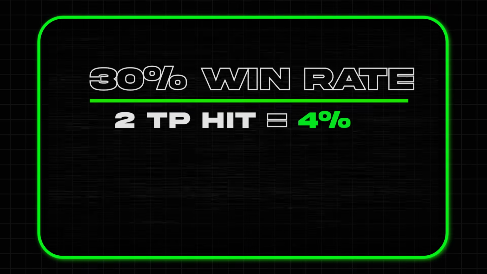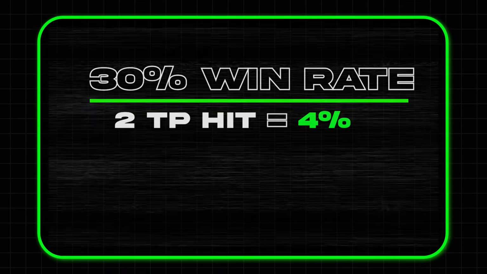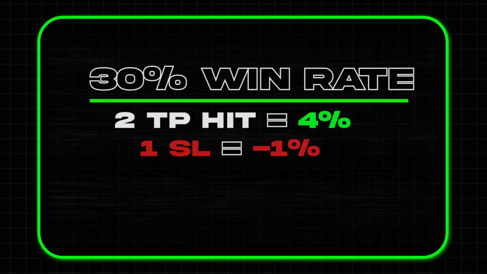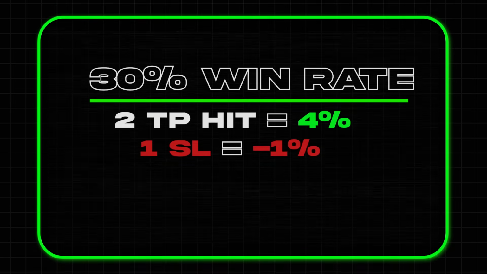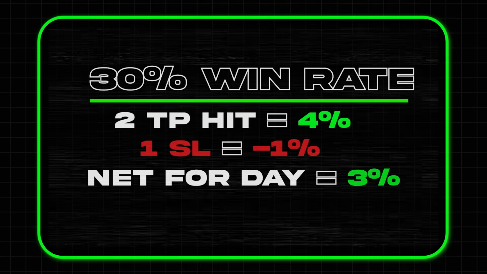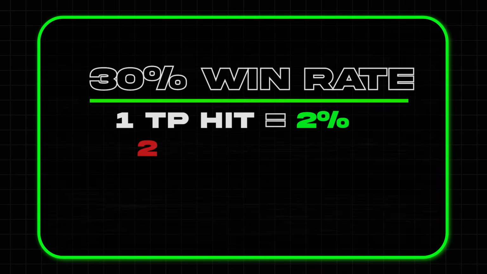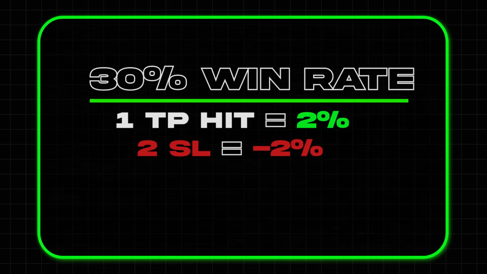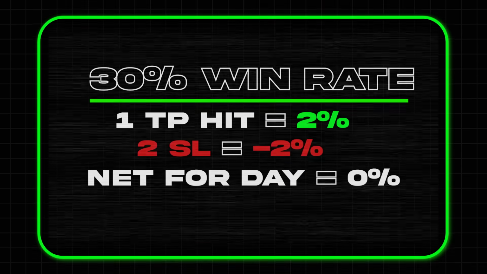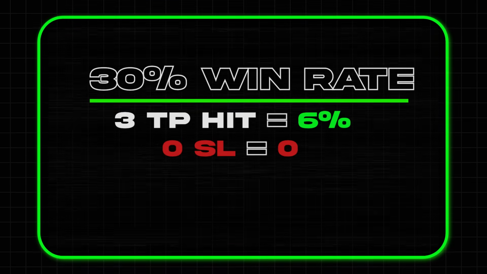2 TPs, I'm going to make 4% of my account, then I lost 1, so I'm going to make 4 and lost 1%. So I'm going to end the day with plus 3%. If I come and I hit 1 TP and 2 stop losses, I'm going to make 2% and lost 2%. So it's break even. But if I come and I hit 3 TPs, I'm going to make 6%. So you see, sometimes you need to do the probability to see where you're standing, to see if the odds are on your side.